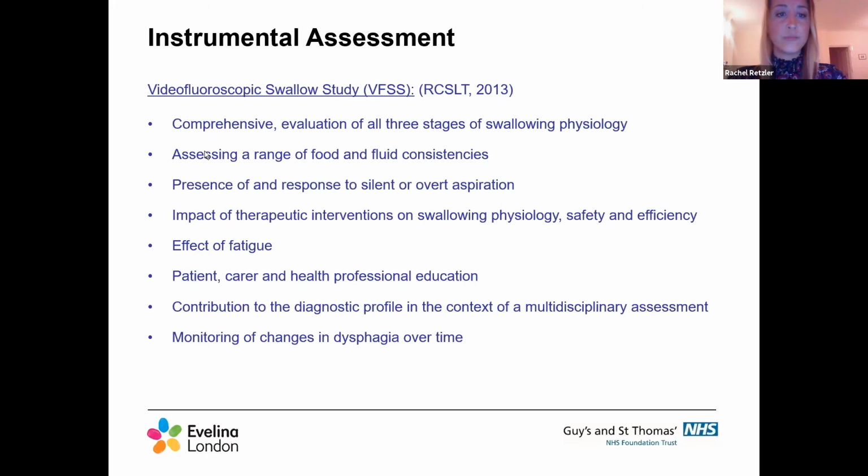The patient care and health professionals get good education with VF findings. The contribution to diagnostic profile overall in the context of a multidisciplinary assessment. So it's very valuable, and monitoring the changes of dysphagia over time. So children, as you know, may require repeat VFs over time as well.